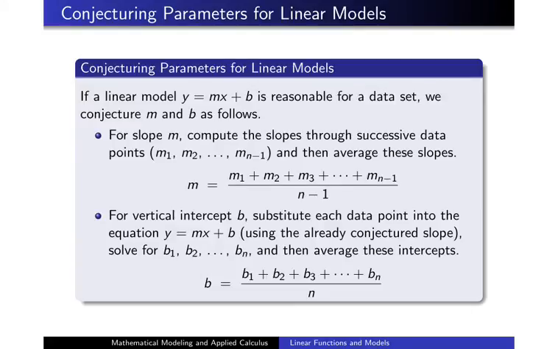So in our Twitter example, M1 plus M2 plus M3 plus M4, and then divide by the number of slopes, 4. Once we've decided on our slope, then we need to find our vertical intercept. And so we want to do the same thing here. We don't want to favor any one data point more than the other. So what we'll do is find the vertical intercept that corresponds to each data point using the slope we just found, and then we'll average those intercepts together in order to find the intercept for our line.